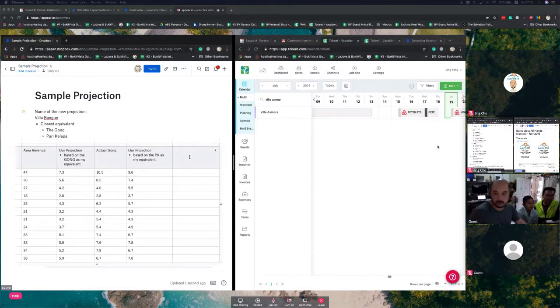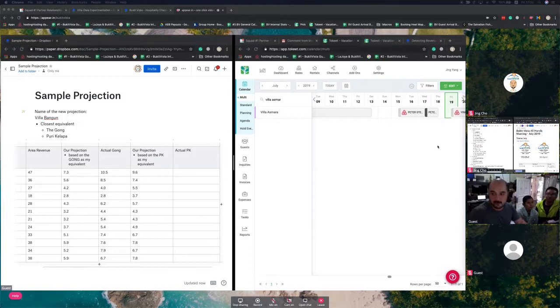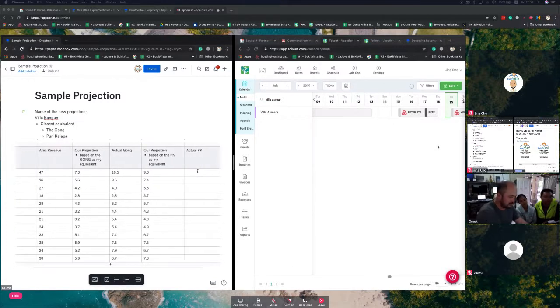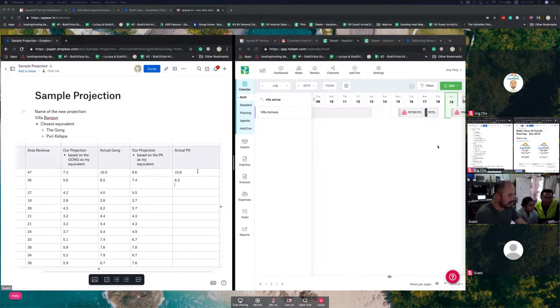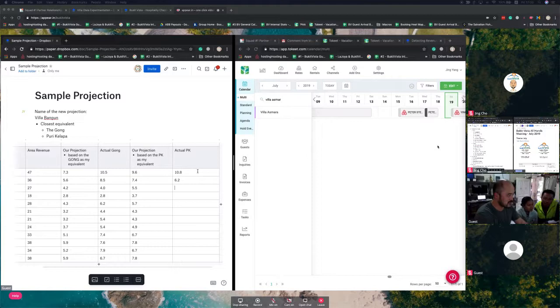Okay, we go over here, and then we go over to Putikalapa. Okay, all right. The actual Putikalapa was, let's see, starting from July, August was 10. Okay, 10.8. And then the next one was 6.2. Okay. Closer to the projection, yeah? And then the next one was 4.5. Okay. And the next one is 3.8.